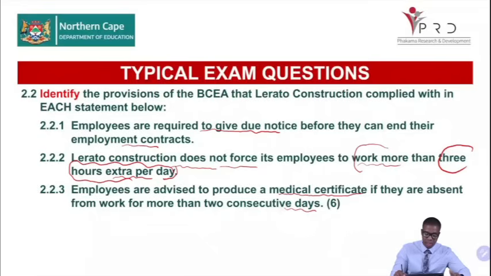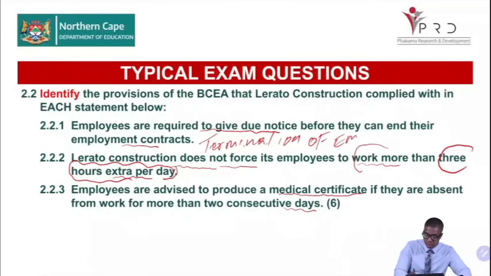So when you look into it, the first one, employees are required to give due notice before they can end the employment contract. We call this termination of employment contract. Then we also have the idea that Lerato Construction does not force its employees to work more than 3 hours extra. That provision is called overtime.